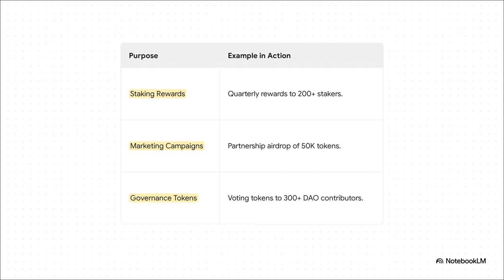And we're not done yet. For projects that offer staking, this tool can completely automate distributing those quarterly rewards. Say goodbye to spreadsheet nightmares. It's also an awesome marketing tool. You could team up with another project and airdrop some of your tokens to their community. And finally, for DAOs, this is an absolute game changer for distributing governance tokens, making sure every contributor gets their vote, all done efficiently and fairly.